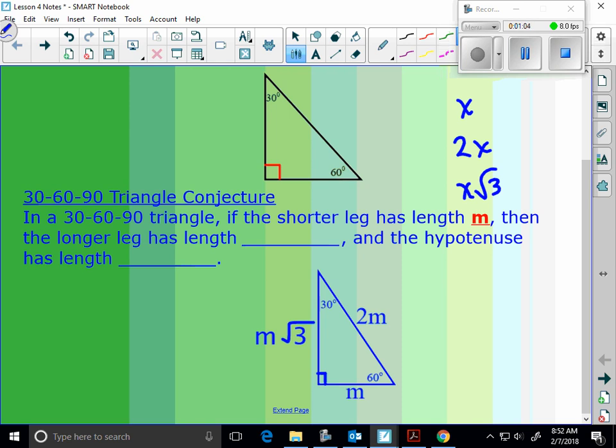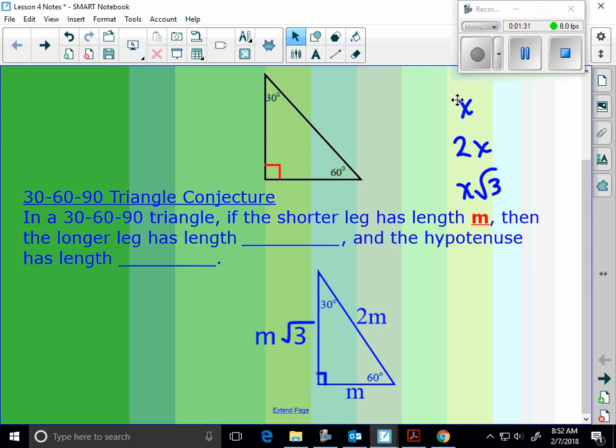Which one would be the smallest, do you think? X? Oh, dang it. I didn't even look at that part of the slide. I gave it to you, didn't I? Okay. Which one would be smallest? If you looked at these three, let's say x was 1. Which one would be smallest? 1, 2, or square root of 3?